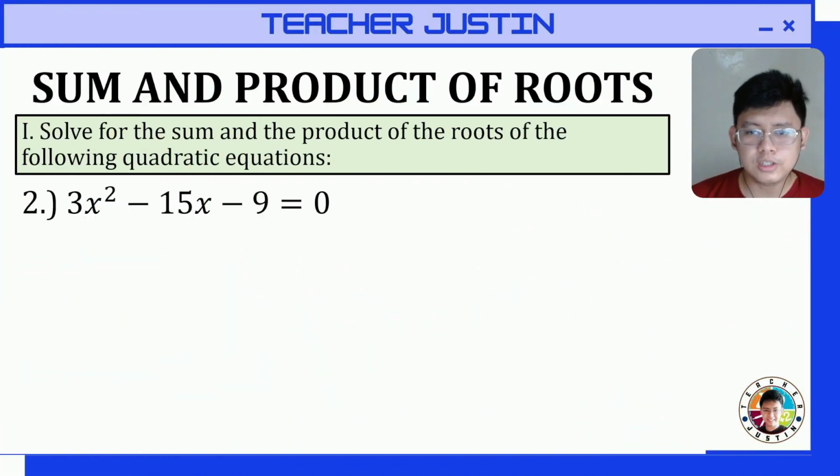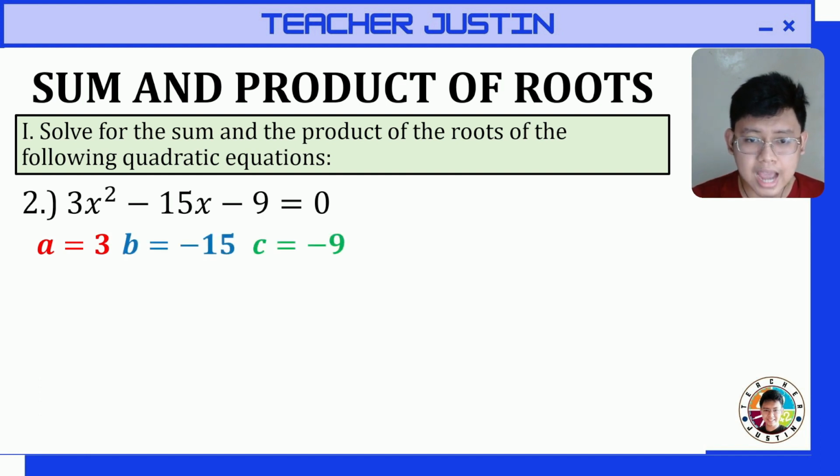Alright. Let's solve for the sum and product of the roots of this quadratic equation, 3x squared minus 15x minus 9 is equal to 0. So, ang first step natin is to make sure that our quadratic equation is written in standard form. Now, since our quadratic equation is written in standard form, our next step is for us to identify the values of a, b, and c. So, yung a natin is 3, b is negative 15, and c is negative 9.